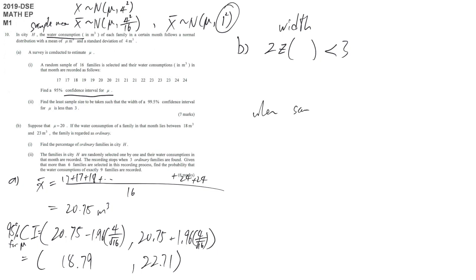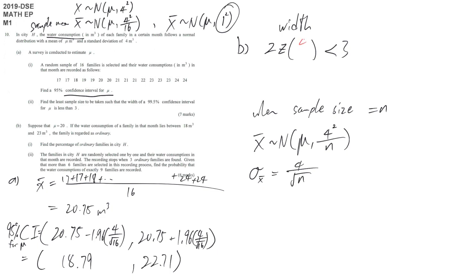When the sample size is equal to n, then the sample mean, X bar here, will follow a normal distribution with the same mean, but the variance will be 4 squared divided by n, which means that now the standard deviation for the sample mean is equal to 4 divided by square root n. So we put 4 divided by square root n here this time. Just now it was divided by square root 16. Now it is divided by square root n.